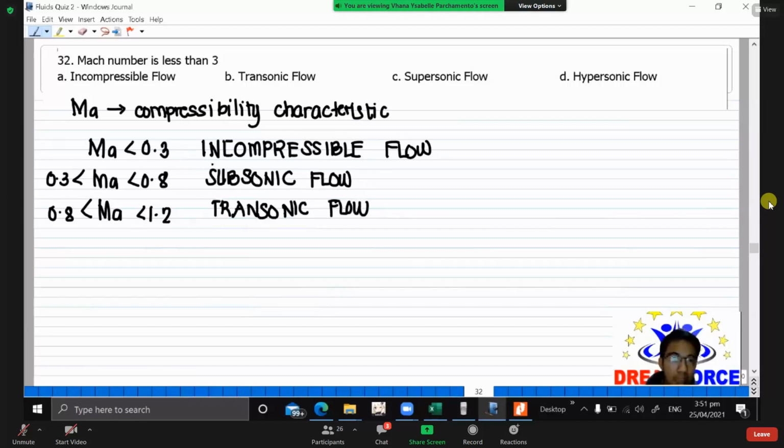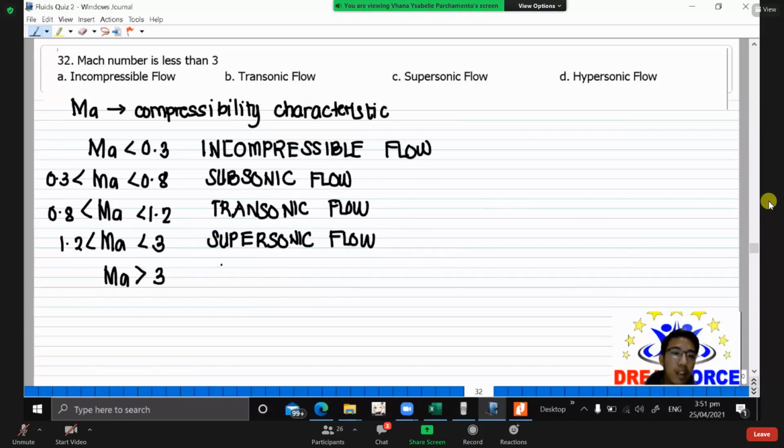So pag yung sagot mo is nandito sa tatlo, mali ka na agad. If the Mach number is greater than 1.2 but less than 3, tawag dito is supersonic flow. And lastly, if the Mach number is greater than 3, that is yung tinatawag natin na hypersonic flow.